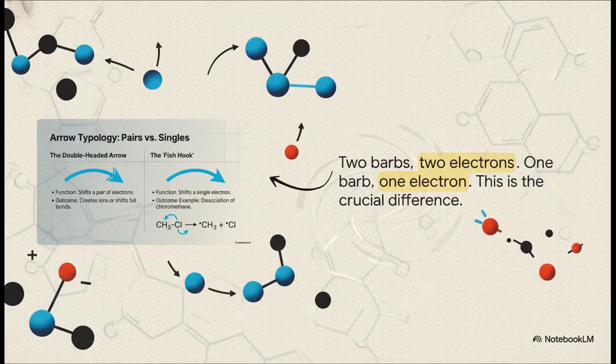And this shows the difference perfectly. The double-headed arrow on the left is always for the movement of a pair of electrons, 2 of them moving as a team. This is what you see when new bonds form or you create charged ions.